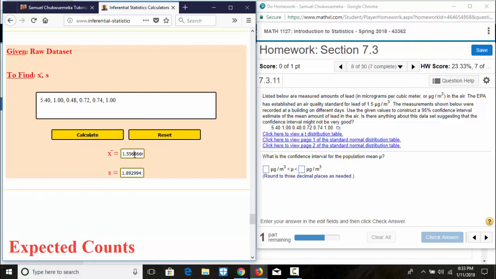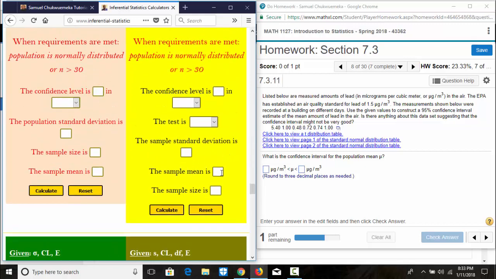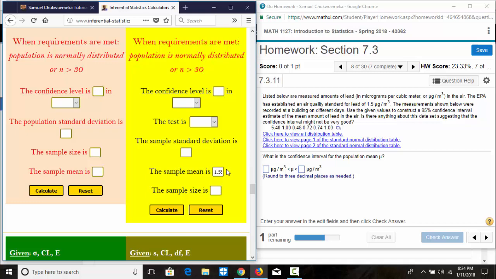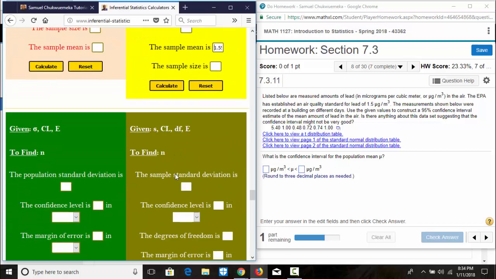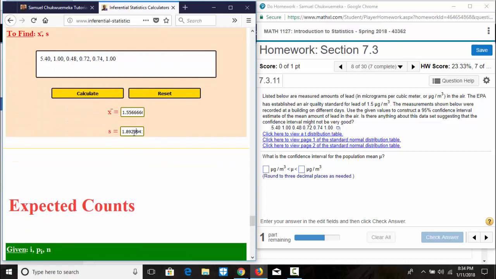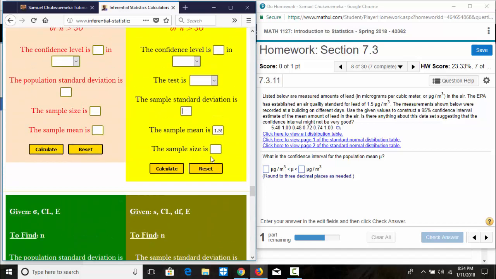Now let's get the mean. I'm going to copy the mean, Control A, Control C, and I'm going to come here and paste the sample mean here. I had to shift it to the whole end because I didn't like the last three numbers. Then I'm going to copy the sample standard deviation, come here, and paste it.